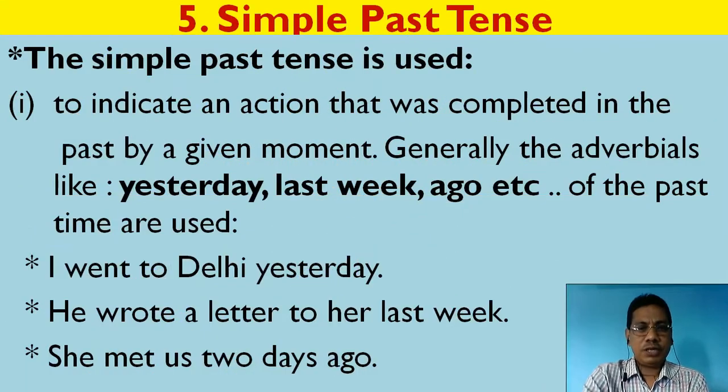Then let us go on with simple past tense. Here the simple past tense is used to indicate an action that was completed in the past by a given moment. Generally adverbials like yesterday, last week, ago, etc. are used. I went to Delhi yesterday. He wrote a letter to her last week. She met us 2 days ago.